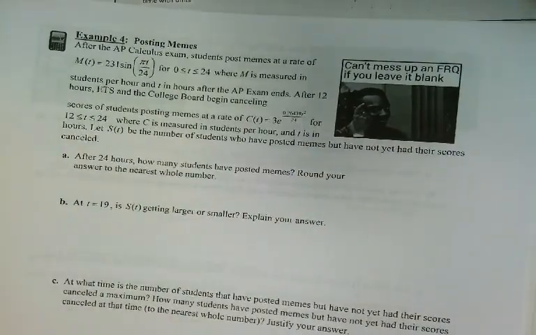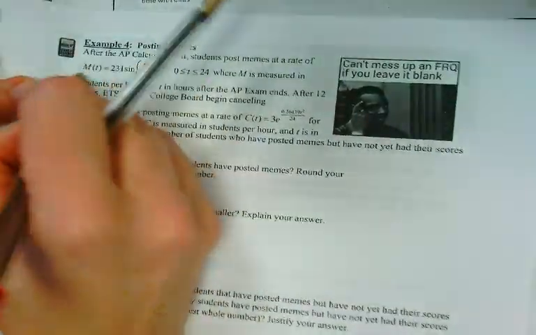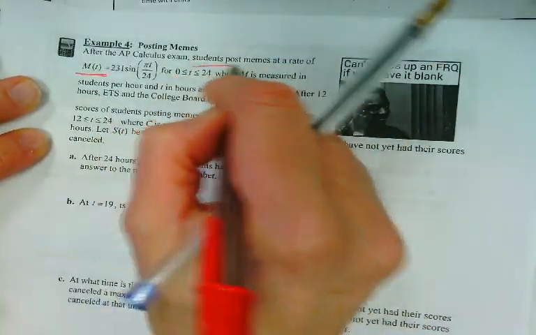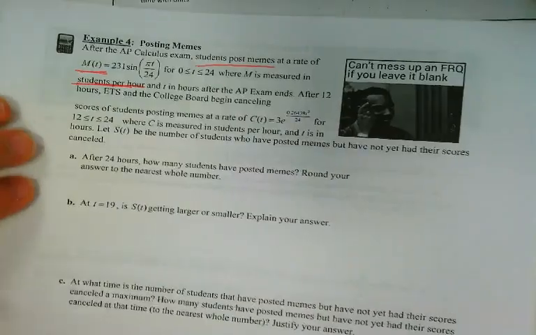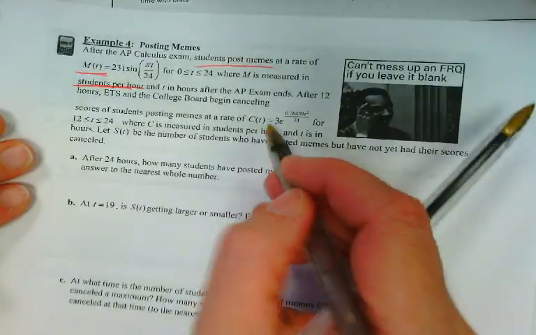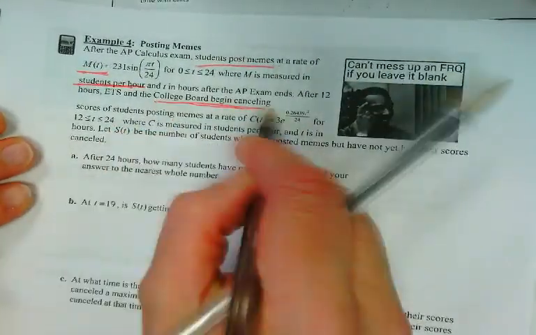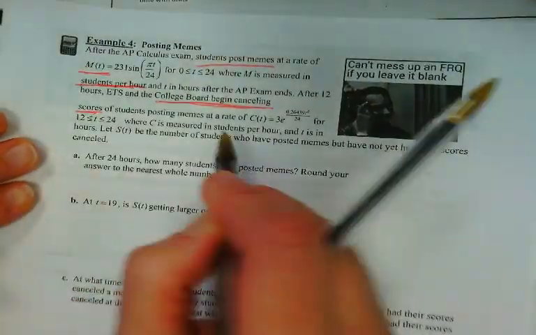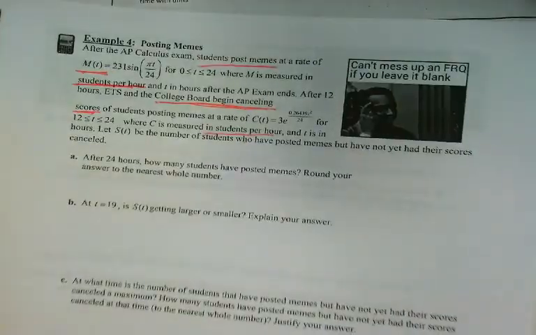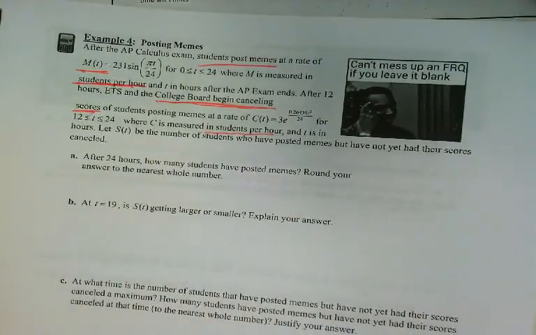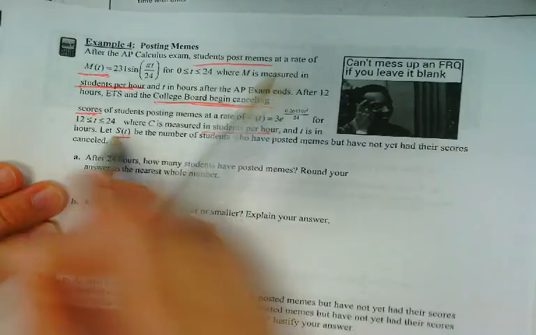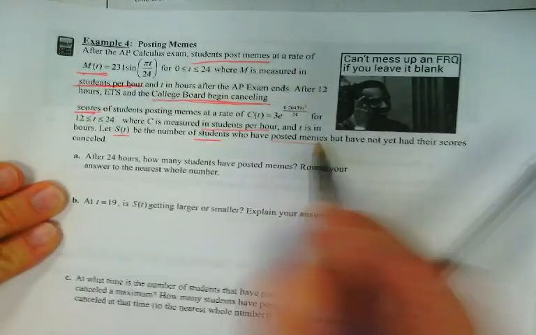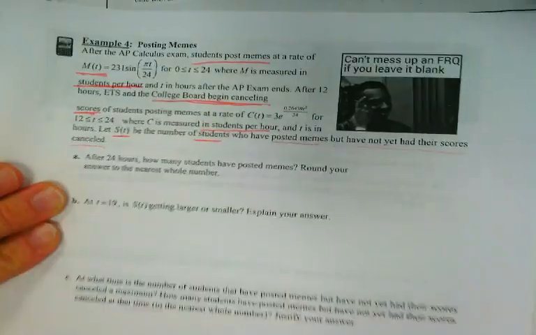All right, so there's a lot of information here. So M of T represents students posting memes, and that's in students per hour. Gotta highlight all this for myself. C of T represents the College Board canceling your scores, and that is also in students per hour. And S of T is the number of students, so S of T is students who have posted memes but have not yet had their scores canceled.